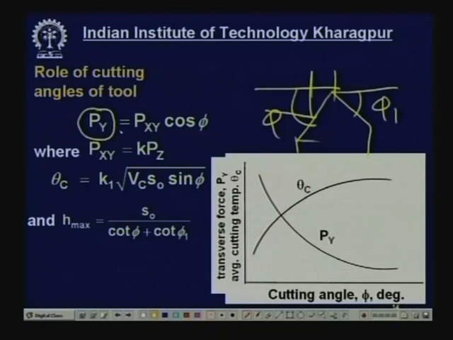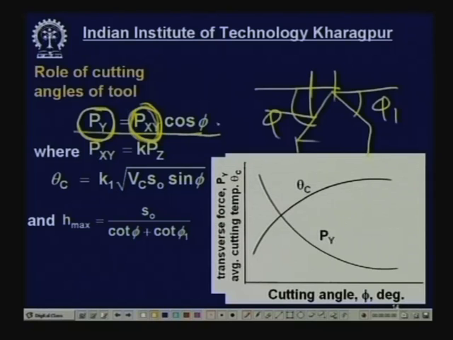Py is the transverse force, which is the most detrimental, because it causes dimensional inaccuracy by elastic deformation, it causes vibration and a lot of other things. So, Py is detrimental and should be reduced as far as possible. This is given by the expression Py is equal to Pxy multiplied by cosine phi. Pxy is proportional to Pz and Pz is proportional to the productivity. So, we cannot sacrifice productivity, Pxy has to be there, but whatever be the value of Pxy for productivity, Py should not be allowed to increase because it is detrimental.